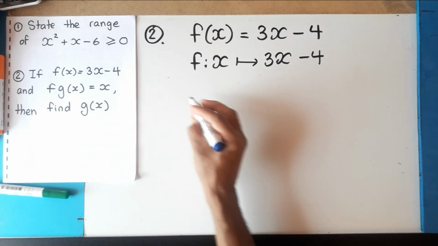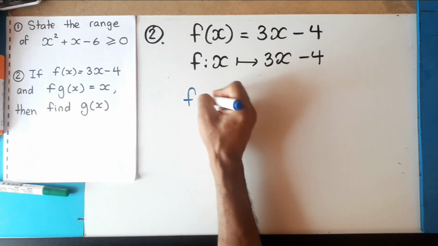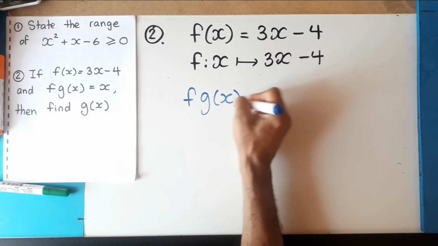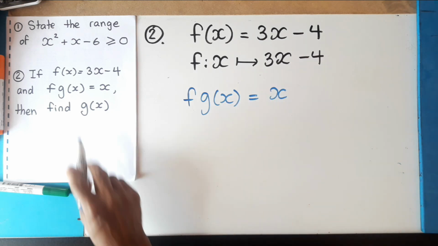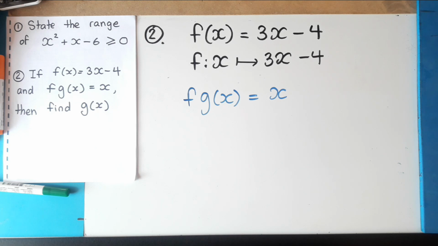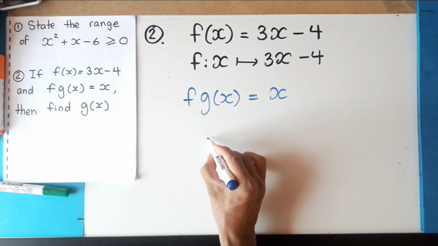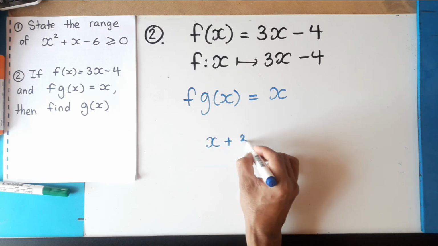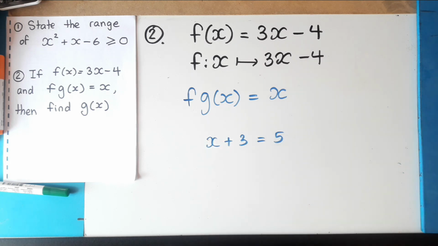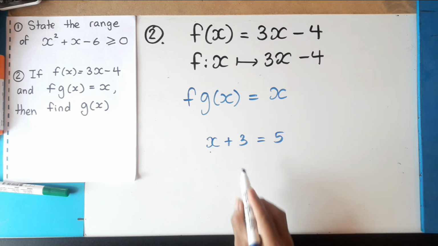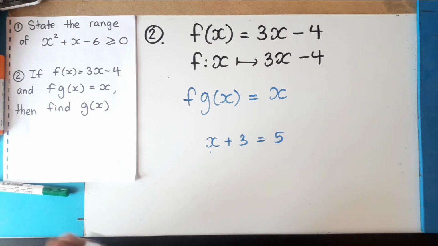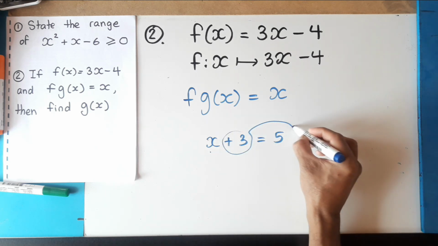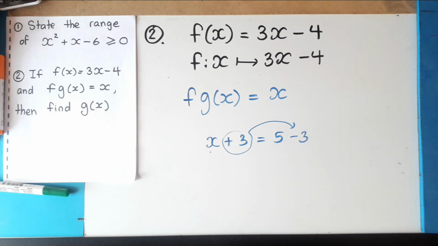Here's the thing now. They told you that f of g of x is equal to x, and they want you to find g of x. You can think of this as a transposing question. Let's say I had x plus 3 equal to 5, and I wanted to find x. Well, you know in maths, you will keep x on one side and throw everybody else on the other side. But when you throw something across, it becomes the opposite. So positive 3 will become negative 3.